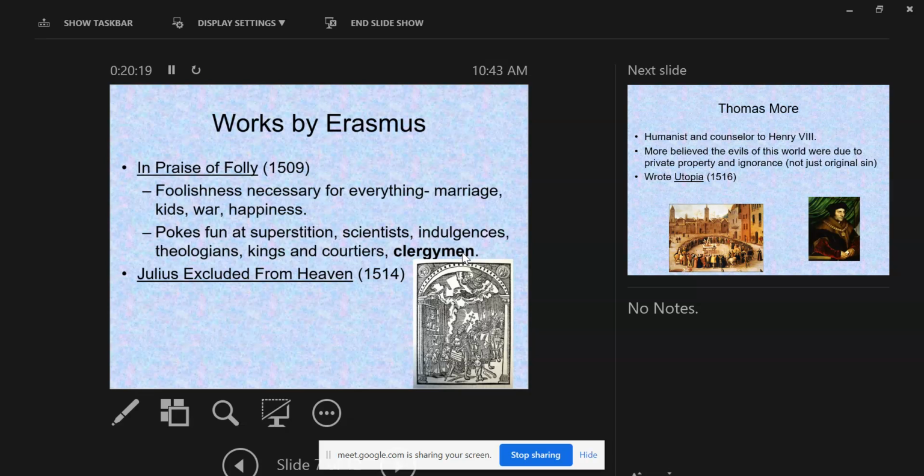But I think one of the funniest stories that he writes and doesn't sign his name to is this story called Julius Excluded from Heaven. Julius is Pope, and Julius dies around this period of time, shortly before this. Erasmus writes a story about Julius, and Julius was known as the warrior Pope. So Julius spends most of his papacy riding from one city-state to another, conquering these city-states with his army. And he increases the size of the papal states and is getting richer and that sort of thing.